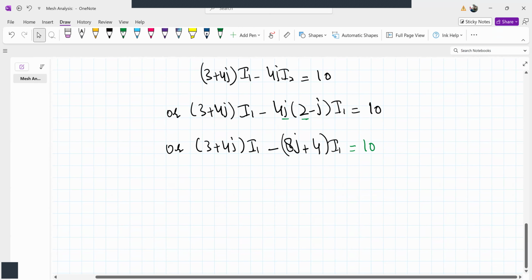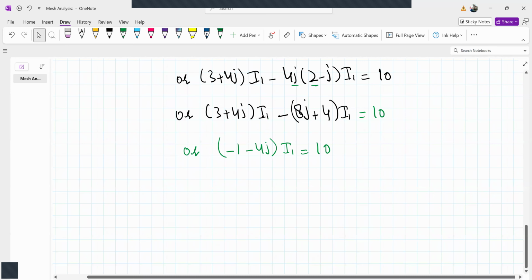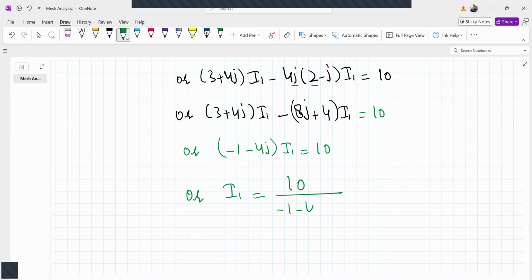Now, taking I1 common from these terms, 3 minus 4 is minus 1. So this will be minus 1 minus 4j. 4j minus 8j is minus 4j. Please check the calculations one more time. So I1 will be simply equal to 10 divided by minus 1 minus 4j. Please check the calculations one more time. Maybe I messed it up.